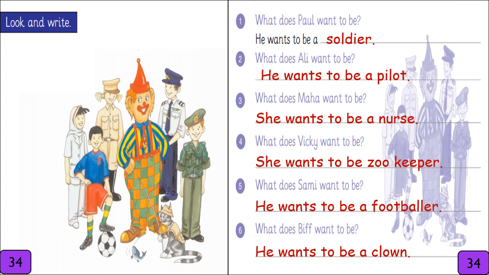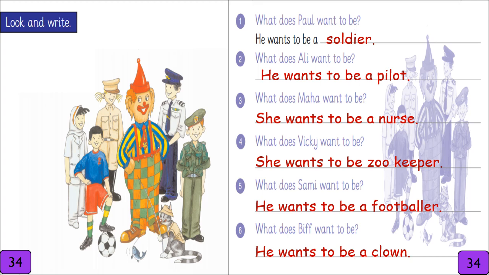Now look and write. Look at the pictures and write the answers to these pictures. What does Paul want to be? He wants to be a soldier. Number 2. What does Ali want to be? He wants to be a pilot. Number 3. What does Ma want to be? She wants to be a nurse. Number 4. What does Vicky want to be? She wants to be a zookeeper.